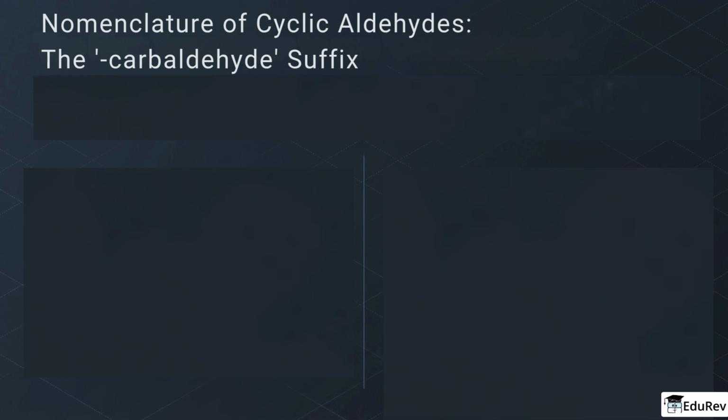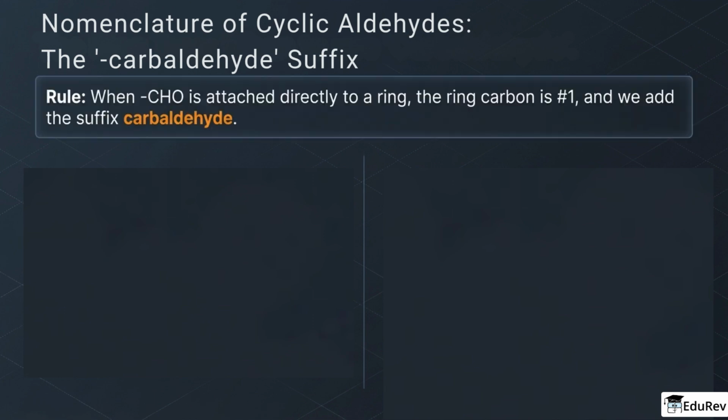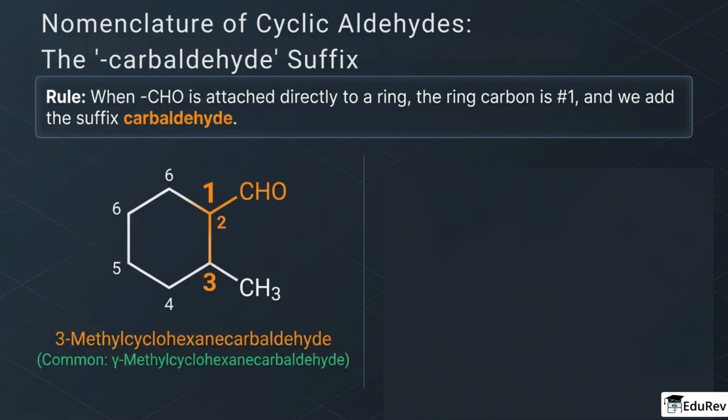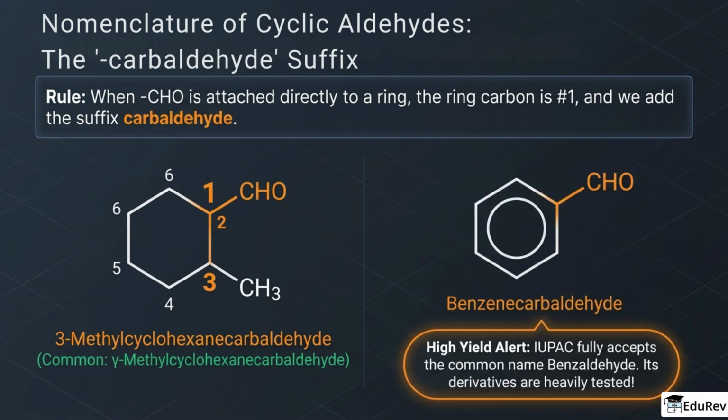Cyclic aldehydes follow a slightly different naming rule. When the CHO group is attached directly to a ring, the ring carbon is treated as carbon 1 and the suffix carbaldehyde is added. That is why a structure like methylcyclohexane attached to CHO becomes 3-methylcyclohexanecarbaldehyde. For benzene rings, benzenecarbaldehyde is the systematic form, though the common name benzaldehyde is still widely accepted. That acceptance matters because common derivatives appear frequently in questions.